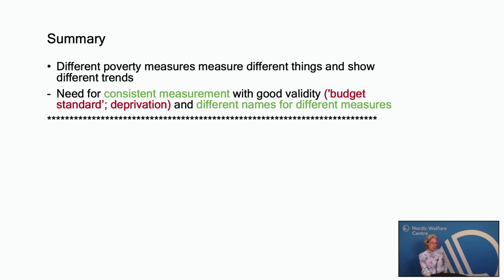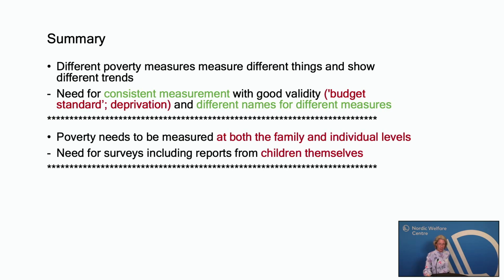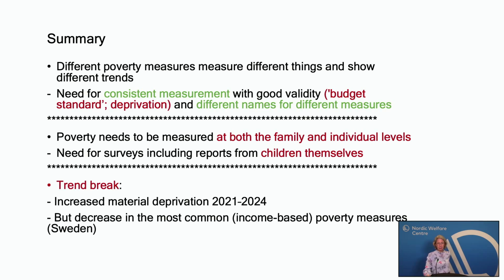We also need measures of deprivation. For example, we could see very clearly now that the cost of living crisis that we've had was clearly visible in deprivation, but not in income measures. And we also need to have different names for different measures. So it's good to have different measures, and we need them all, but we need to call them different things so that we don't confuse people. And we need to measure poverty at both the family and the individual levels, and especially we need reports from children themselves.